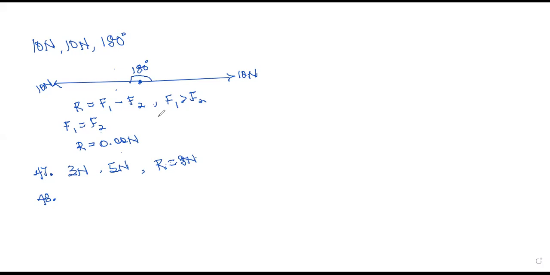Now, 47. A force of 3 Newton and a force of 5 Newton act concurrently to produce a resultant force of 8 Newton. What will be the resultant? What this means is that if the resultant force is 8, then it's like adding the 3 Newton to 5 Newton to produce a resultant of 8.